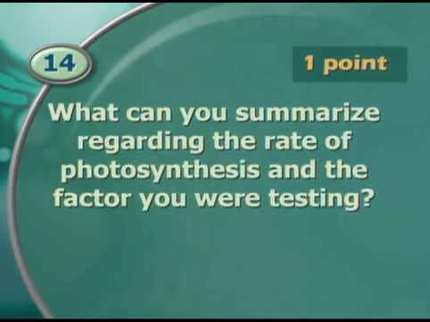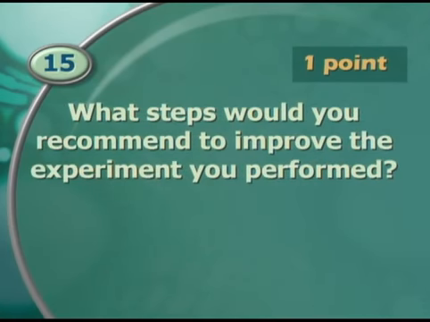Question 14. What can you summarize regarding the rate of photosynthesis and the factor you were testing? In my experiment, I was testing temperature, but again, you might have chosen a different factor. What can you summarize regarding your factor and the rate of photosynthesis? And finally, question 15, what steps would you recommend to improve the experiment that you performed? Okay, those are all of the questions on the lab check, so make sure that you have written down your final answer for each question, and let's review the lab check.